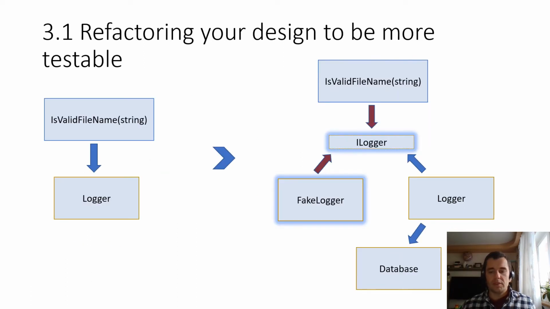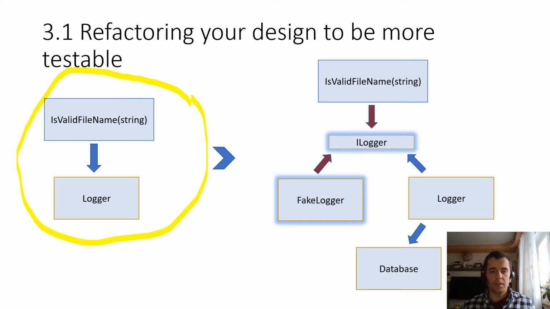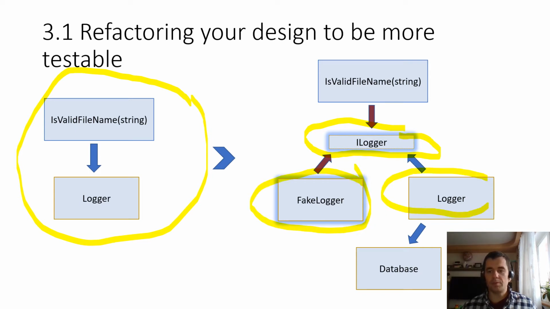How can we solve that problem to be more unit testable and decoupled? From this implementation, we can introduce a new ILogger. This is an interface, an abstraction, so that isValidFileName will not depend on the concrete implementation, but on this abstraction. In a unit test, we will inject a fake logger, and in the production system, we will use the real logger, which itself talks to the database.